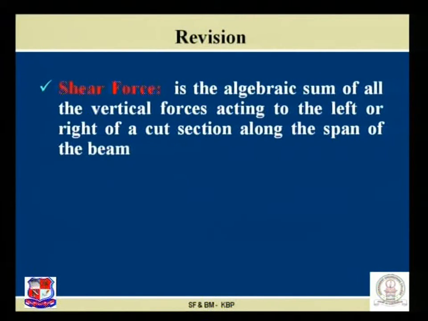What is shear force and how is the shear force defined? Shear force is the algebraic sum of all the vertical forces acting to the left or right of the section. Means we have to cut a beam. We have to take either the left section or the right section, and the algebraic sum of all the vertical forces acting on that section is referred to as shear force.